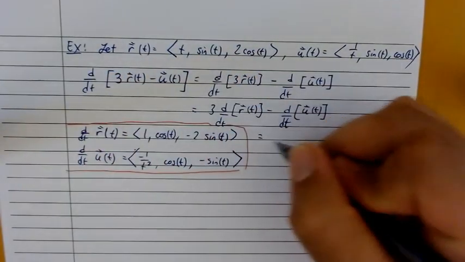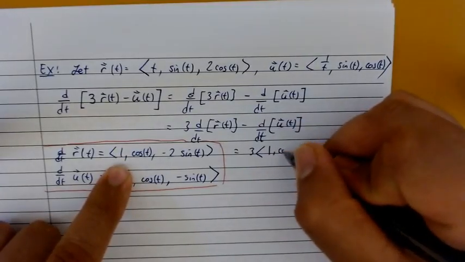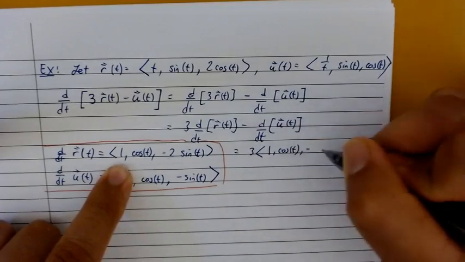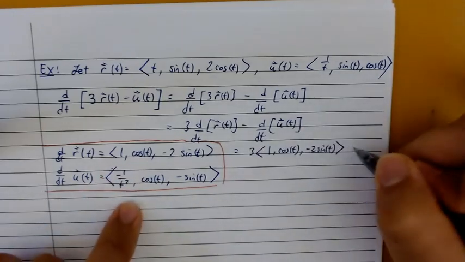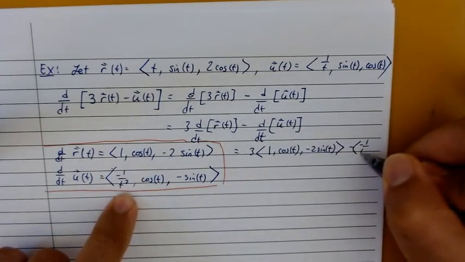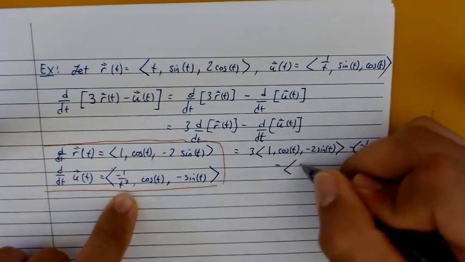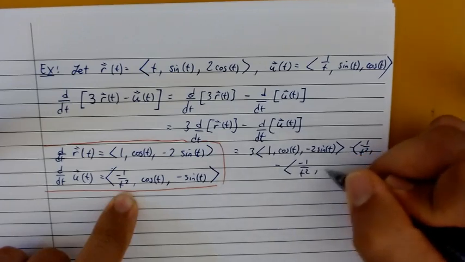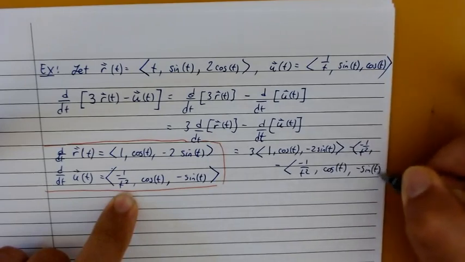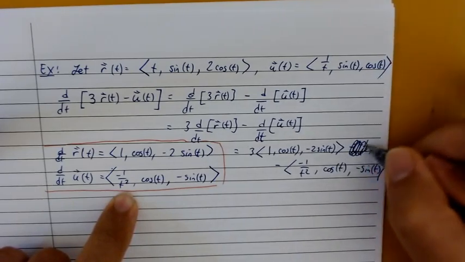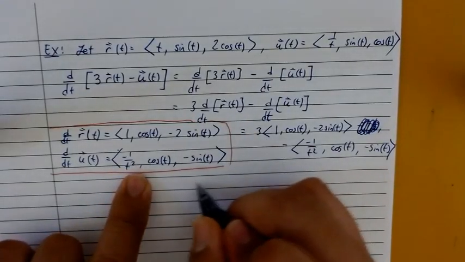So that's going to equal 3 times this vector here, 1 comma cosine of t comma negative 2 sine of t, minus this vector down here, negative 1 over t squared comma, minus 1 over t squared comma cosine of t comma negative the sine of t. All right, so 3 times that derivative minus that derivative. And so that'll give us our result.